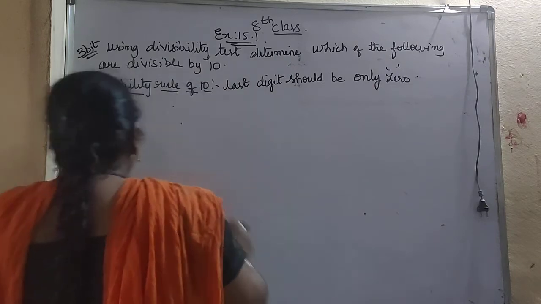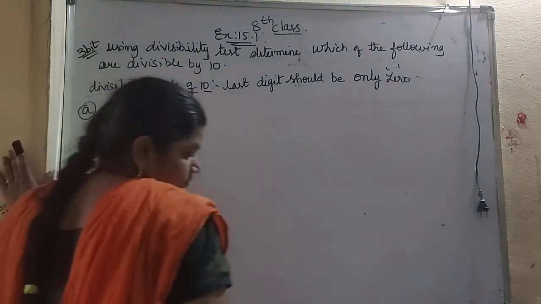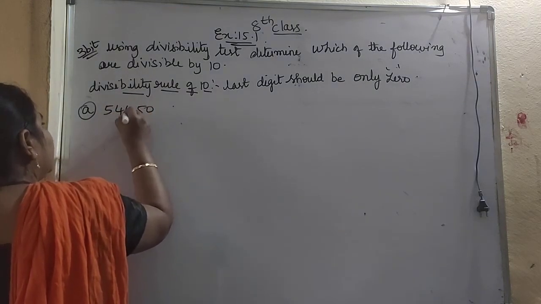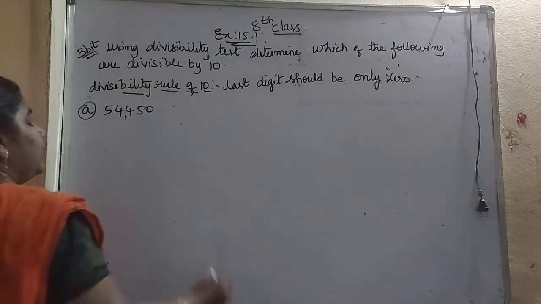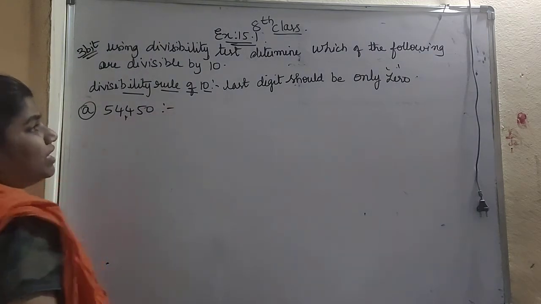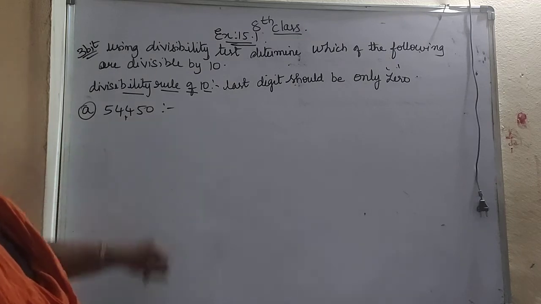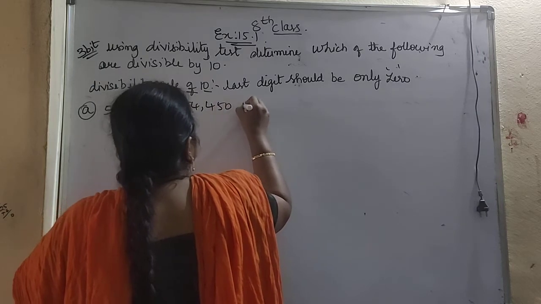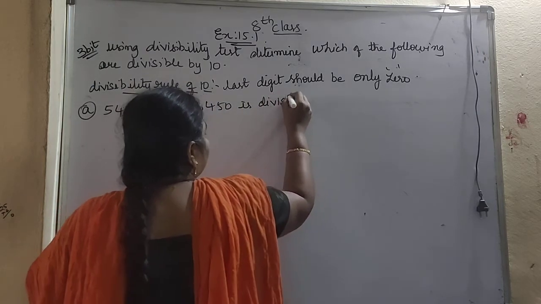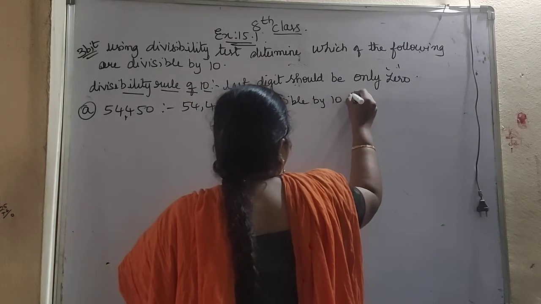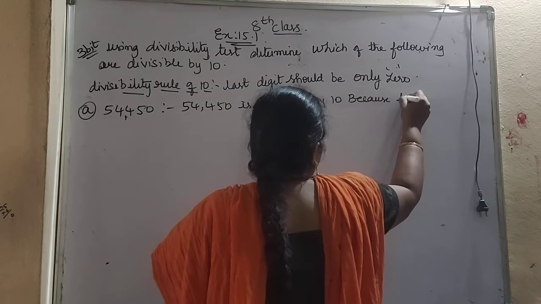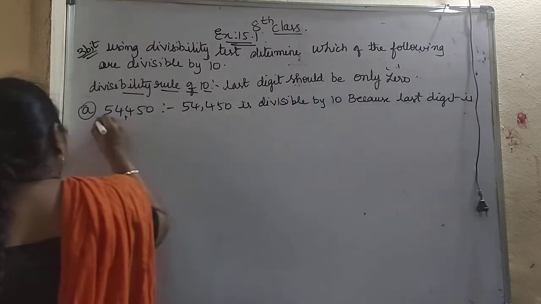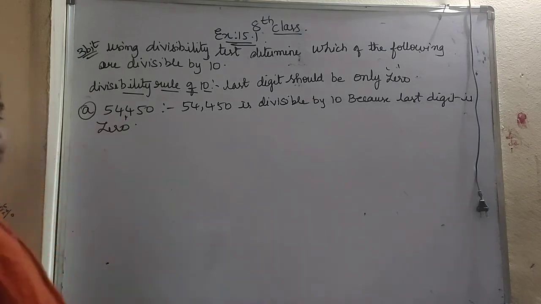So in that, A is 54450, 54,450. Whether it is divisible by 10 or not? Yes, it is divisible because last digit is 0. So 54,450 is divisible by 10 because last digit is 0. So this is our first one.